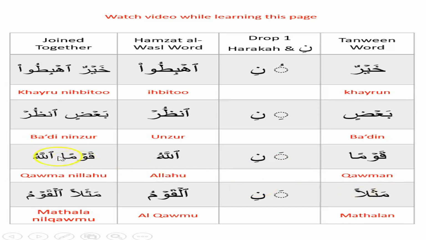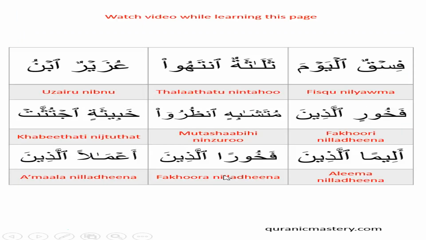The name of Allah is different because this lam is incorporated here, so it doesn't look like it's got another lam, but it's actually there. Mathalan turns into mathala, and then the Noon is here with a kasra, and then al-qawmu. So mathalan al-qawmu. You should practice this, and inshallah you should get better.